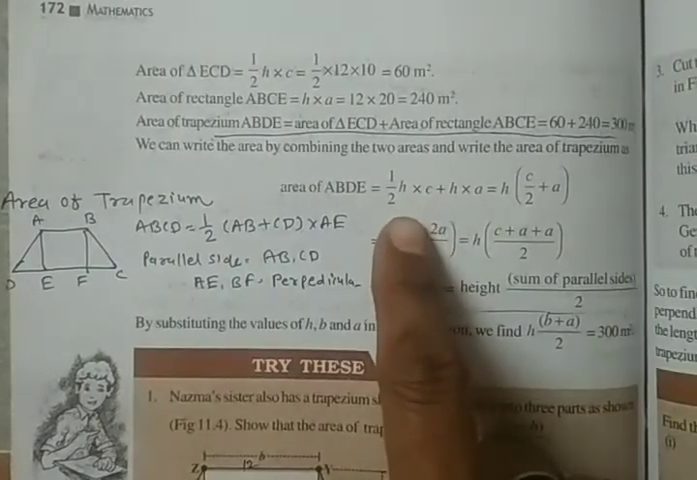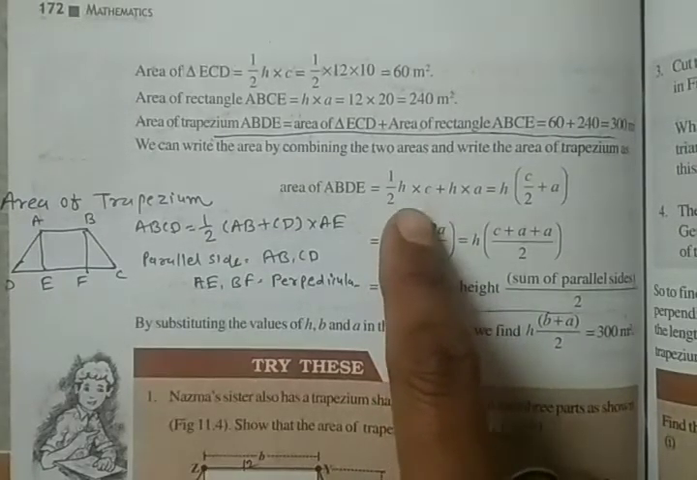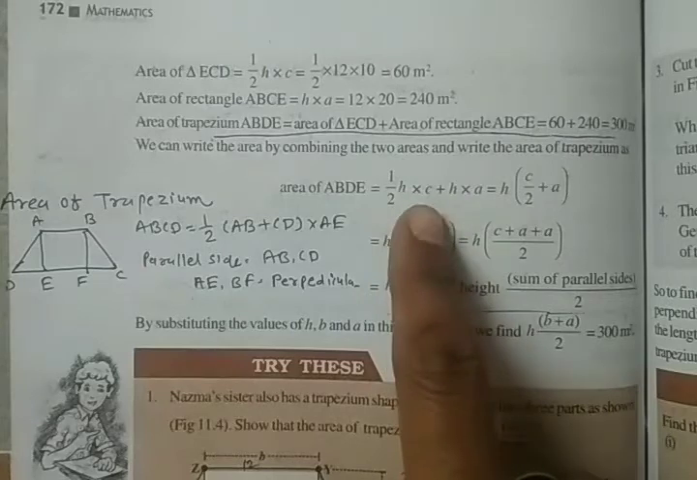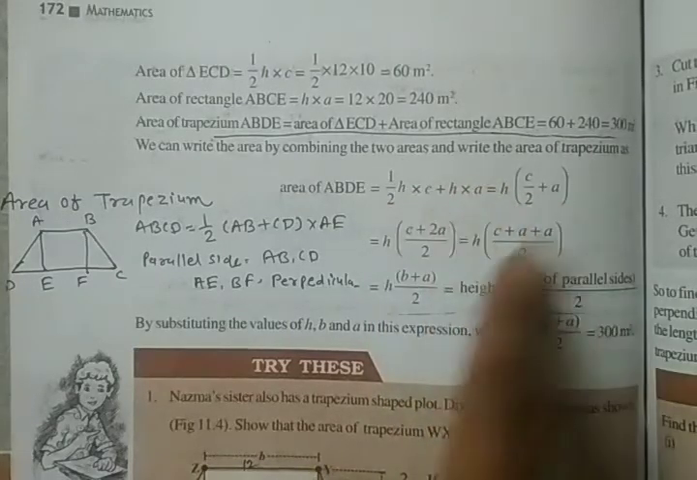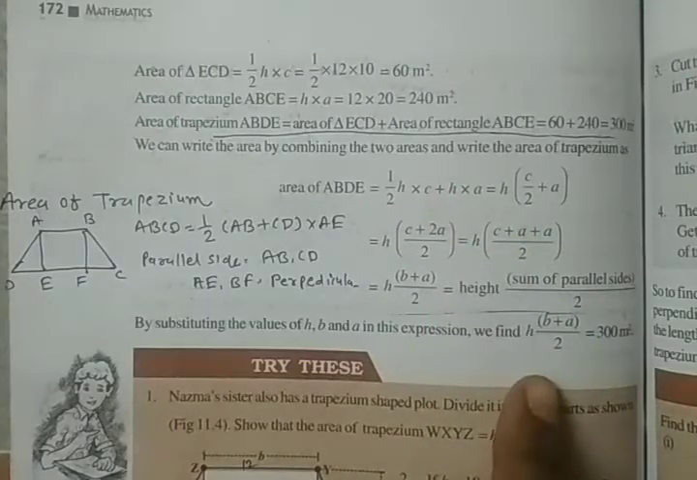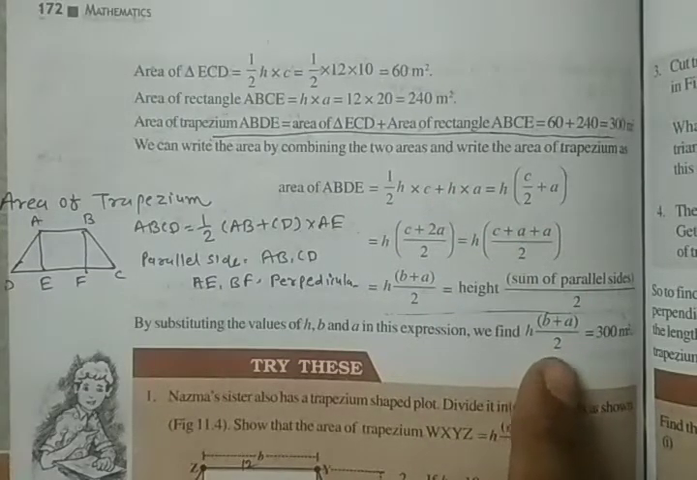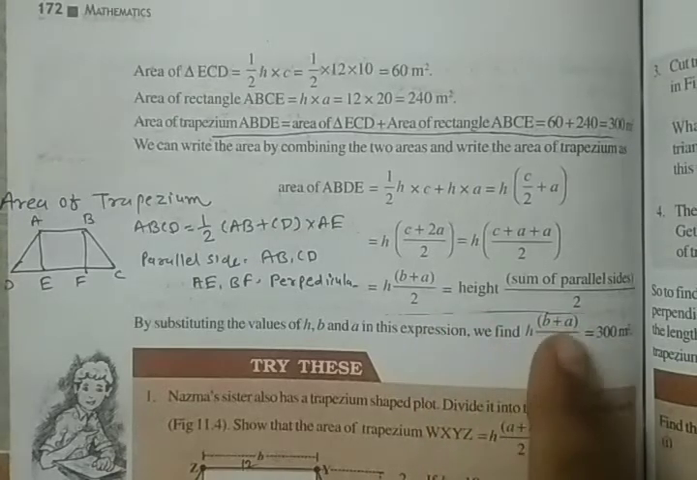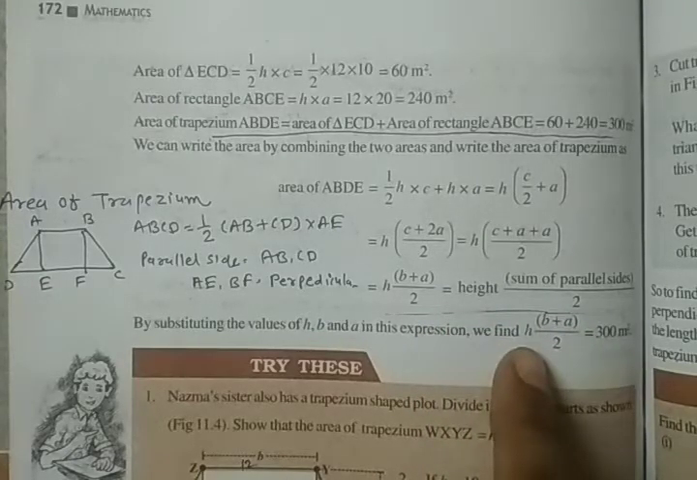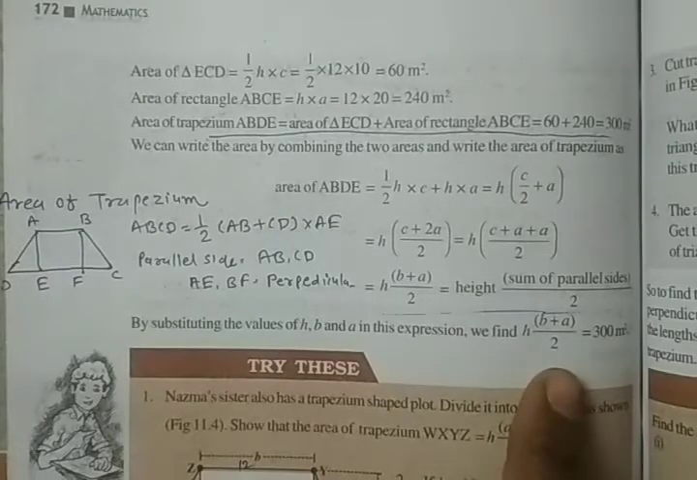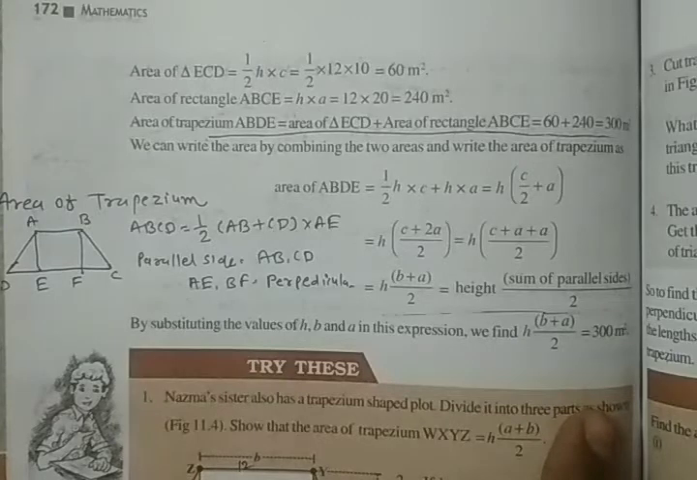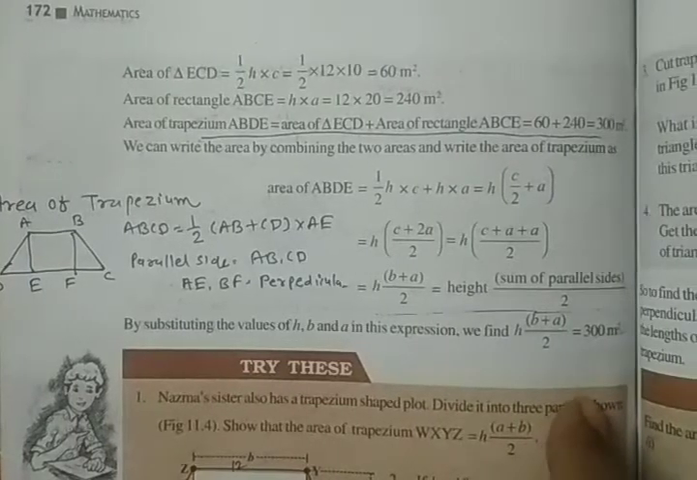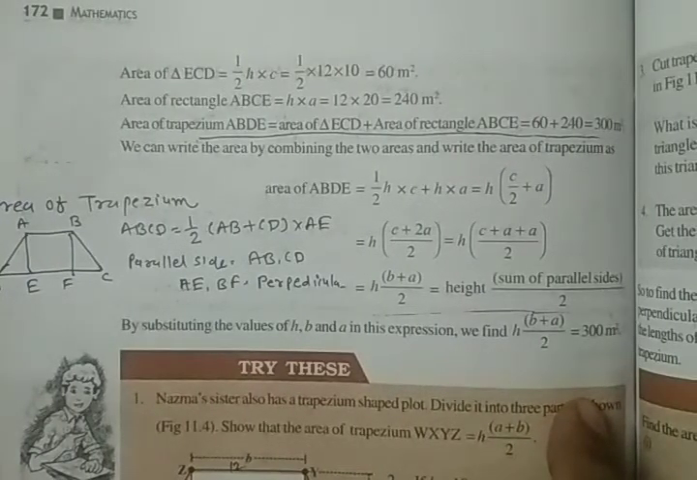Here we will substitute the formulas: half of base into height for the triangle, plus the area of the rectangle, and when we solve it we come to a formula which says half of (a plus b), the sum of the parallel sides, into h, where h is the perpendicular distance. So this becomes the formula for finding the area of a trapezium. This also you have to remember along with the other formulas, that is area of rectangle, area of triangle, area of circle, etc.